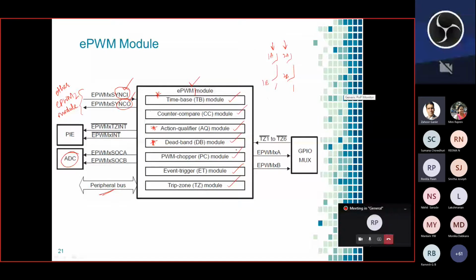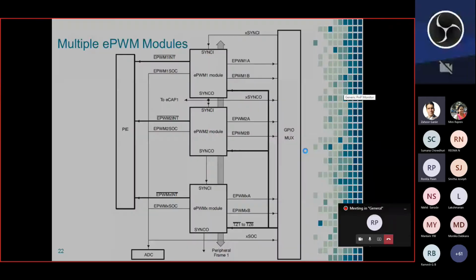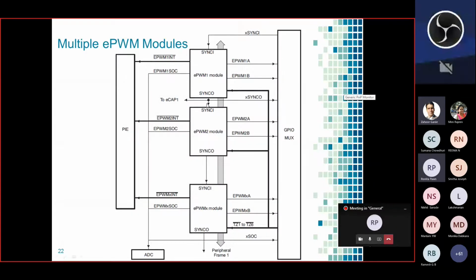Importantly, the outputs from here are EPWM-A and EPWM-B. Both top and bottom switch firing pulses can be generated from this, which can be given to your GPIO multiplexer. So let us focus on the important submodules of the EPWM module. As I said, the synchronization will be used to communicate with the other EPWM modules, like EPWM1, EPWM2, EPWM3, and so on up to EPWM6. The first EPWM generates 1A, 1B, the second generates 2A, 2B, and so on up to 6A, 6B. That can be synchronized by using the synchronizing pins.